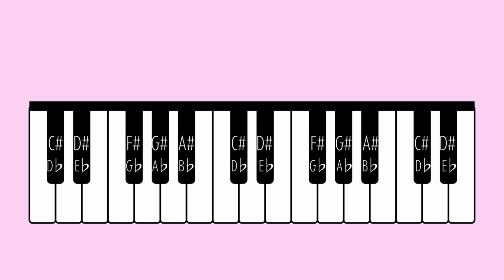So when looking at the black keys on the keyboard, we notice that they can have two different names depending on whether we're thinking of it as a raised note or a lowered note. For example, A sharp or B flat. This concept is called enharmonic equivalence, which we'll explore more in a moment.